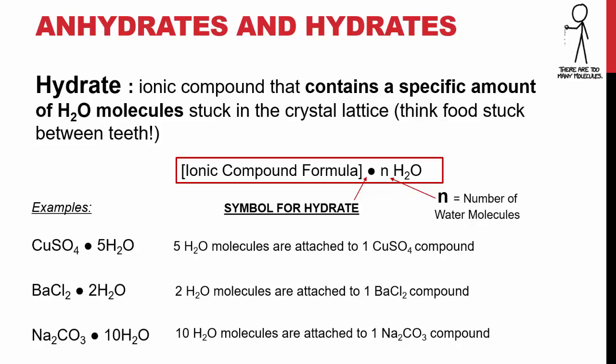So if you look below, we can see 3 different examples. We have copper sulfate pentahydrate. That means you have 5 water molecules that are attached to one copper sulfate compound. Next, we have barium chloride dihydrate, which means you have 2 water molecules attached to one of your barium chloride compounds. And finally, we have sodium carbonate decahydrate, which means you have 10 water molecules attached to one sodium carbonate compound.